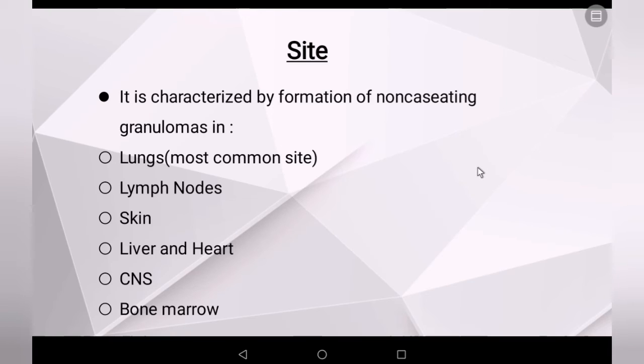What are the sites involving sarcoidosis? It is characterized by formation of non-caseating granulomas in the lungs, which is the most common site, lymph nodes, skin, liver, and heart, CNS, bone marrow. So it affects a variety of organs throughout the body.